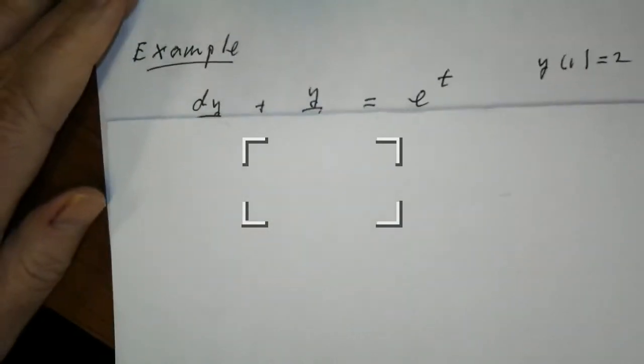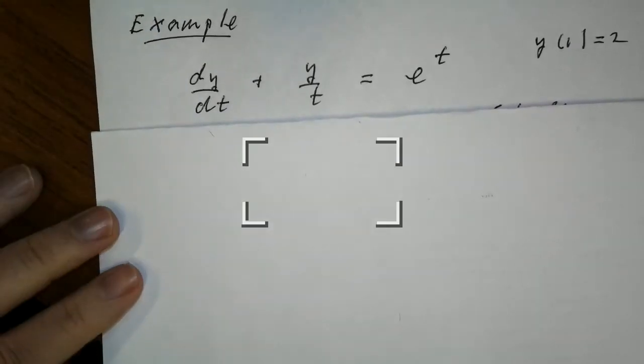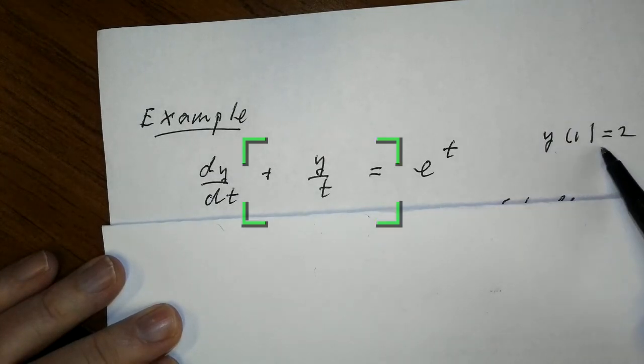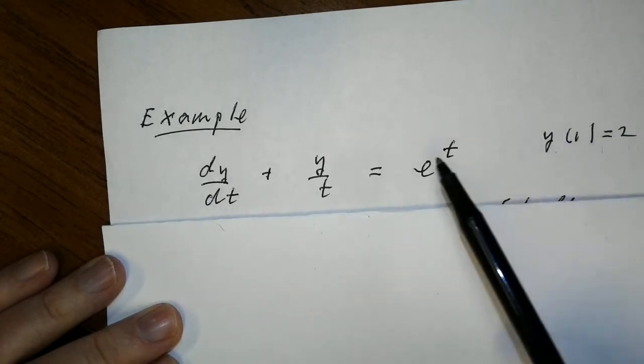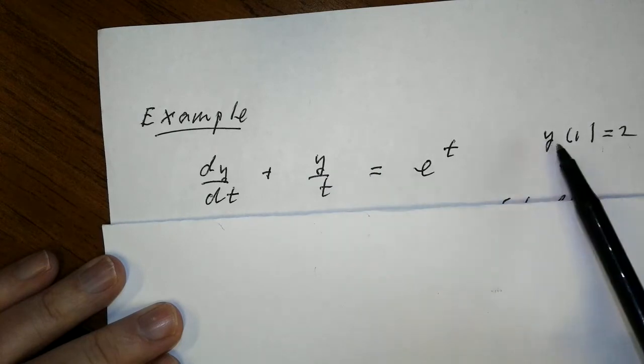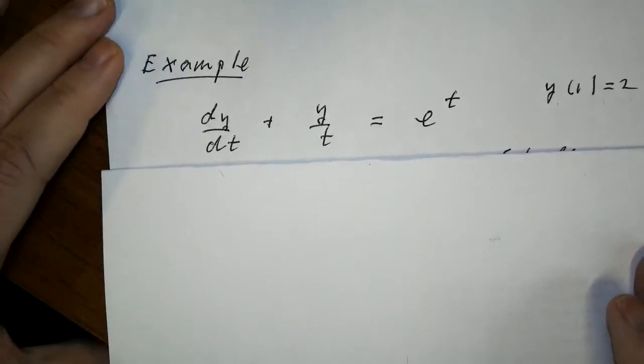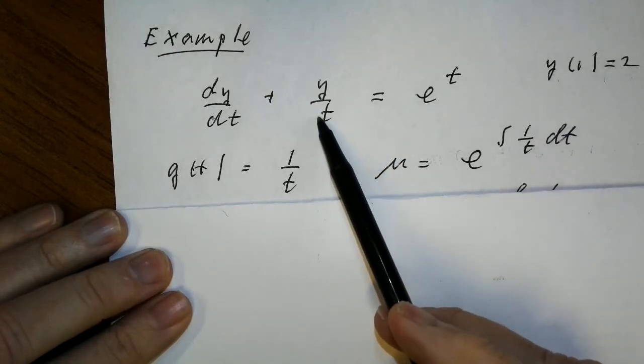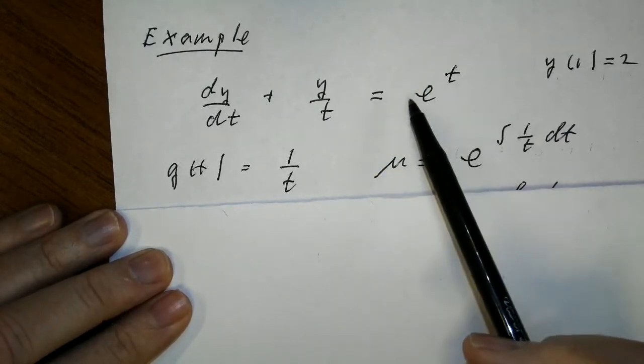Here is another example. dy/dt plus y over t is equal to e^t. And the initial condition is going to be that y(1) is 2. Notice how this is undefined at t equals 0, so I can't use 0 there. In this case, g(t) is 1 over t, and r(t) is e^t.